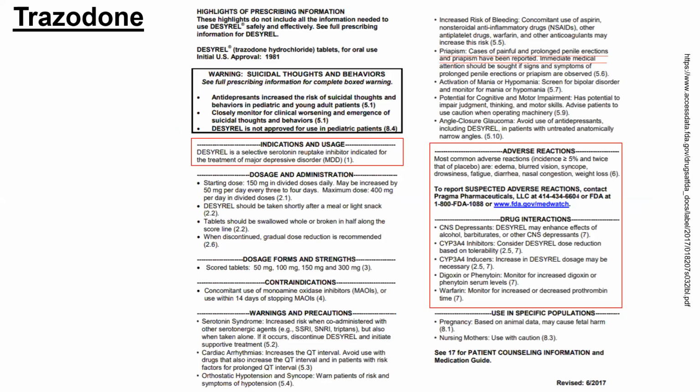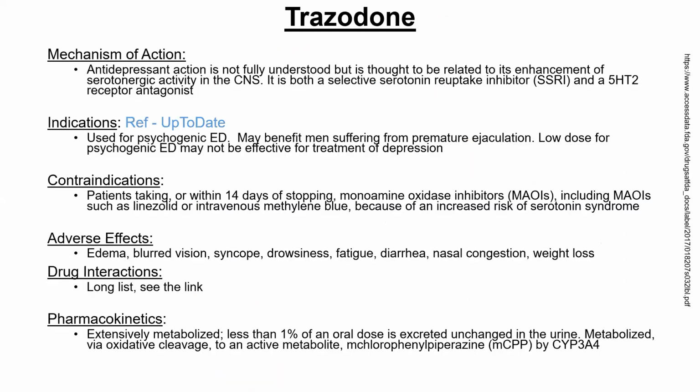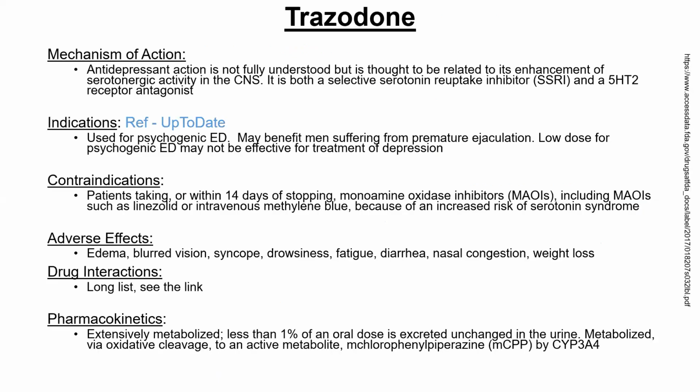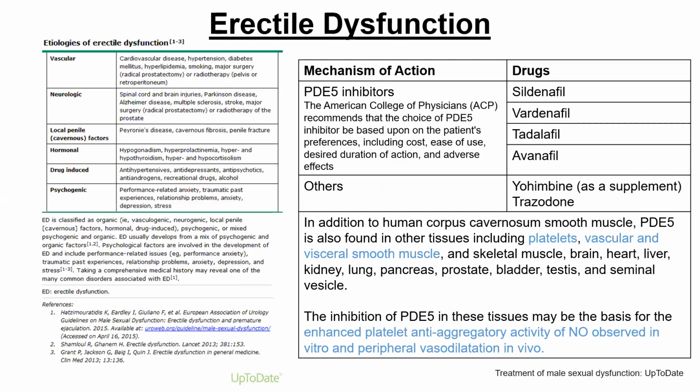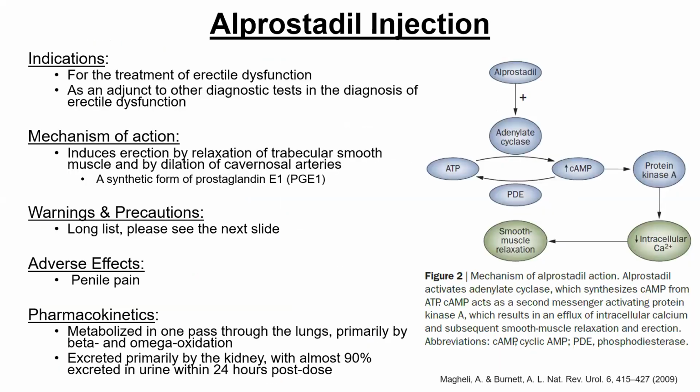I have a quick question. Going back to the slide before, is psychogenic ED the same thing as performance anxiety related ED? That's what it says if you go back to the previous slide. I think the up-to-date information is there. If you look at psychogenic, that's what it says: performance-related anxiety, traumatic past experience, relationship problems, anxiety, depression, and stress. So yes, I believe so.